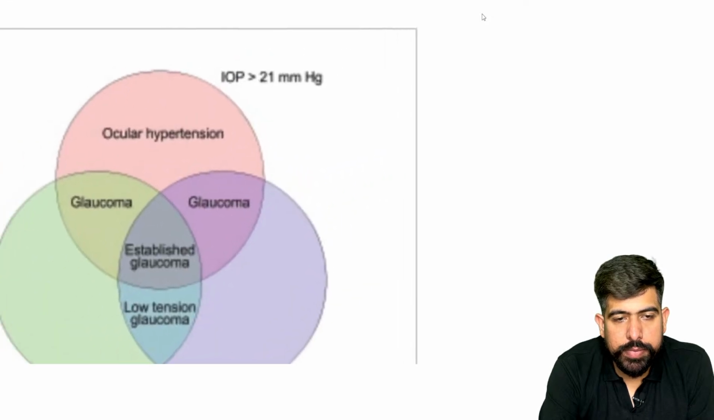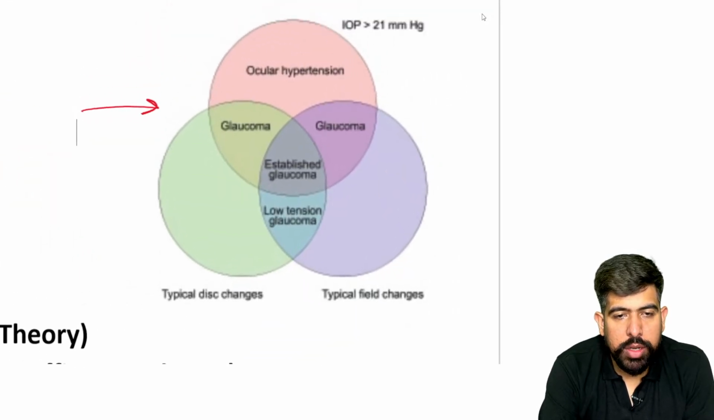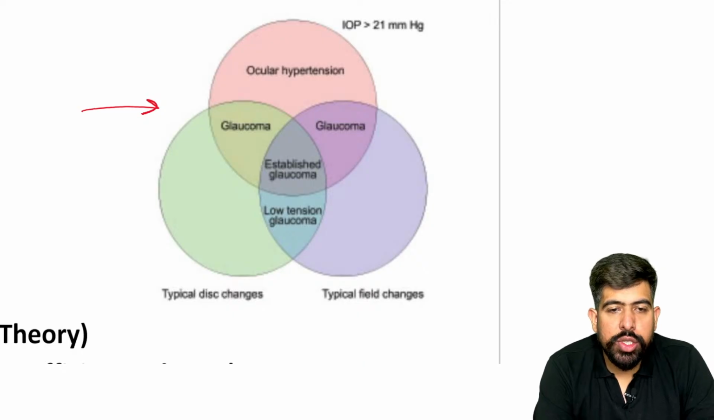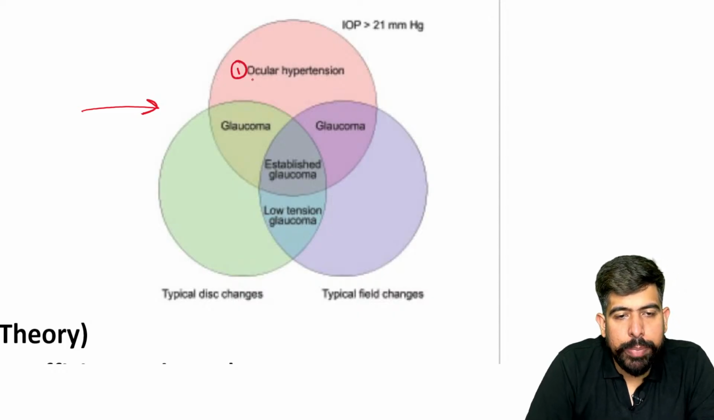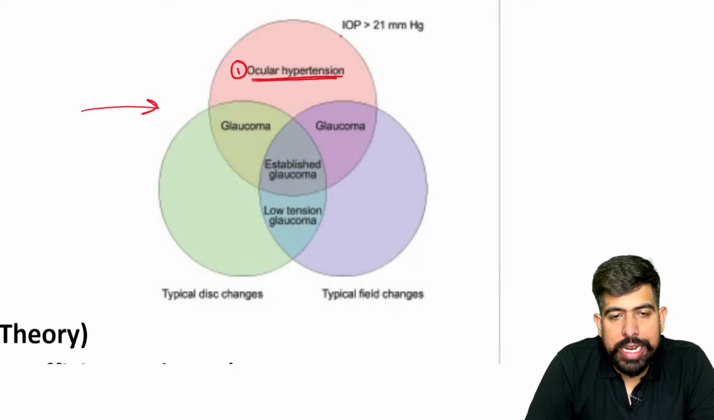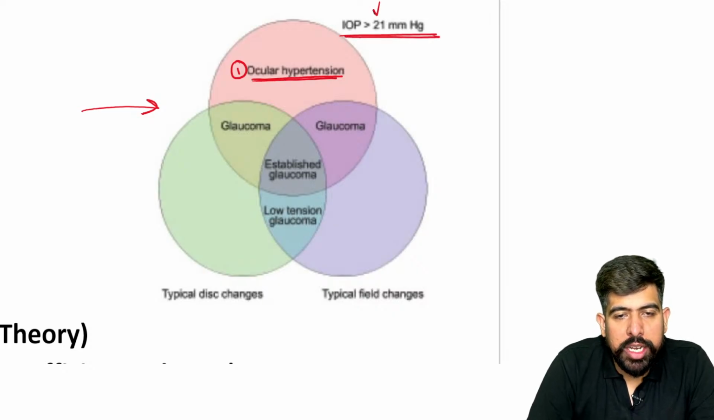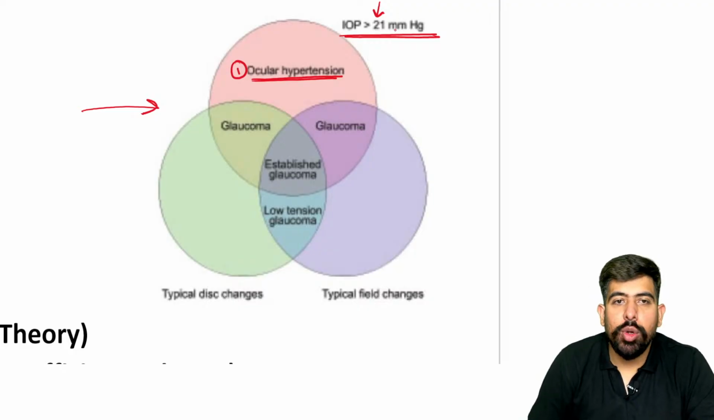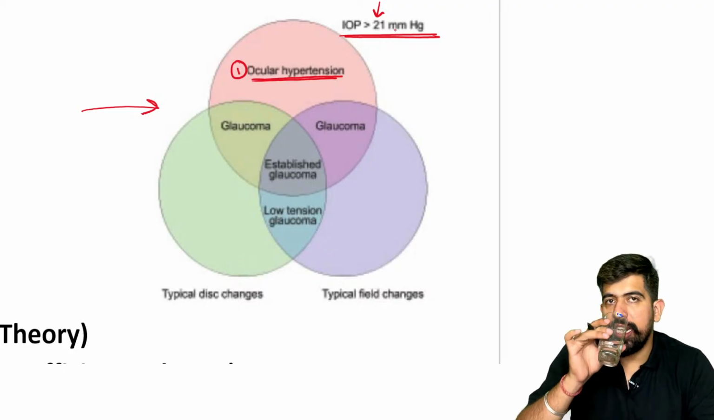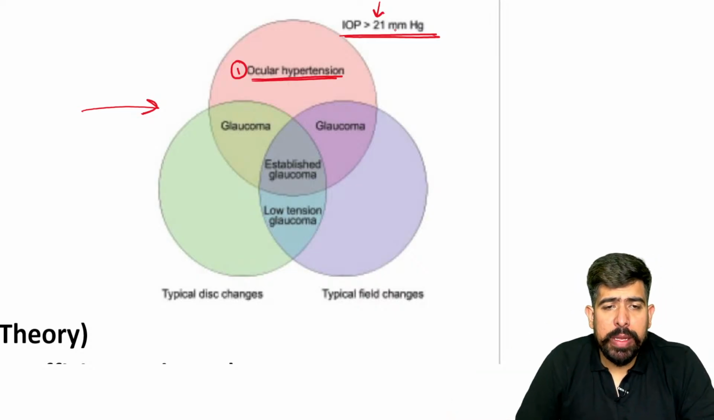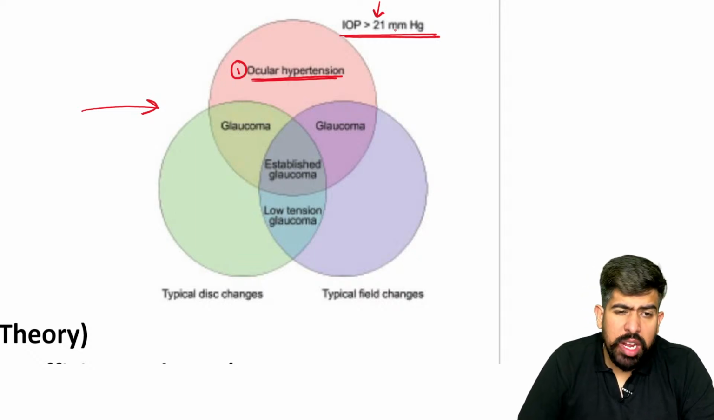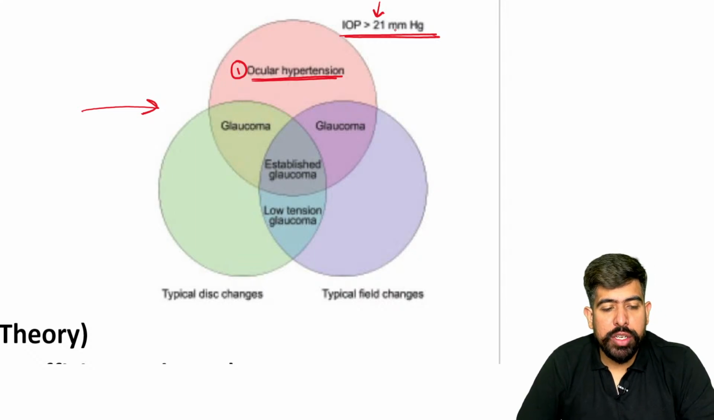First of all, what is this diagram showing? What is this diagram saying? You can see it is clearly mentioned that the first symptom is ocular hypertension. It means there is a raised intraocular pressure of more than 21 mmHg. As we talked about, 10 to 21 mmHg is the normal intraocular pressure. So first there is ocular hypertension, where the intraocular pressure is more than 21 mmHg.